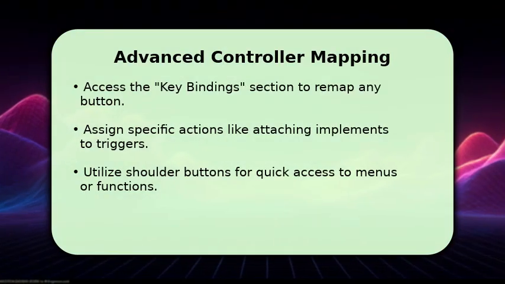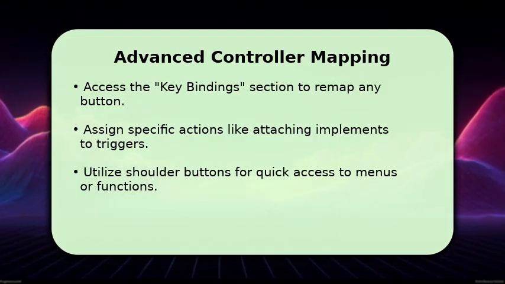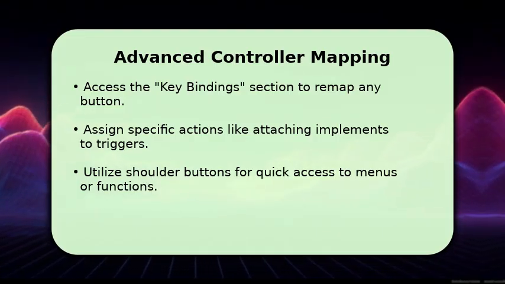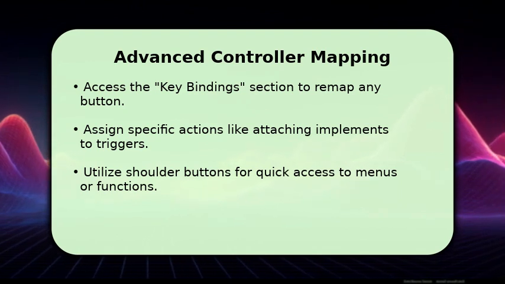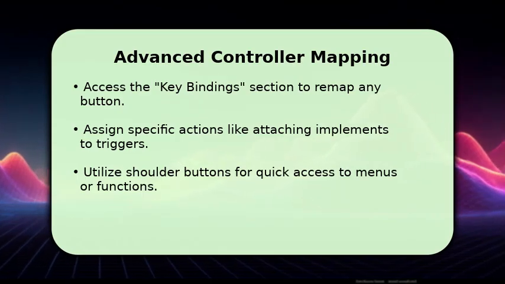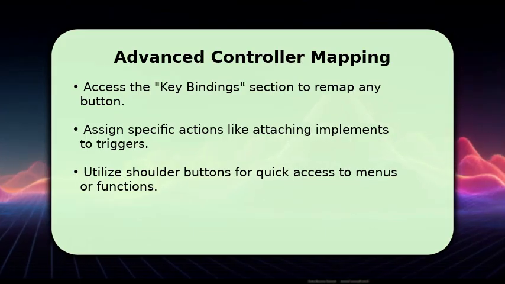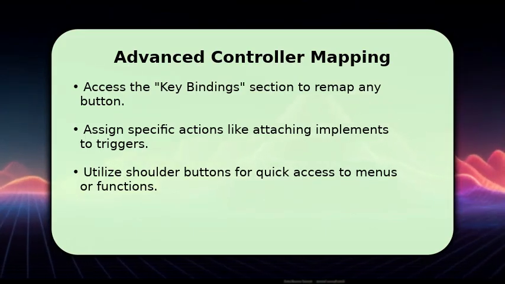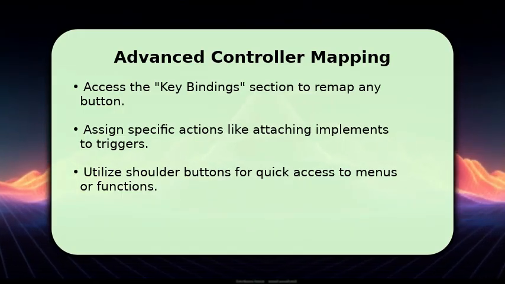For more advanced play, you can customize your controller mapping. Navigate to the Key Bindings section within the controller options. Here, you can assign specific actions, such as attaching implements or engaging cruise control, to any button or trigger. The shoulder buttons are excellent for quick access to important menus or frequently used functions. Remember to save your personalized controller profile once you are satisfied.